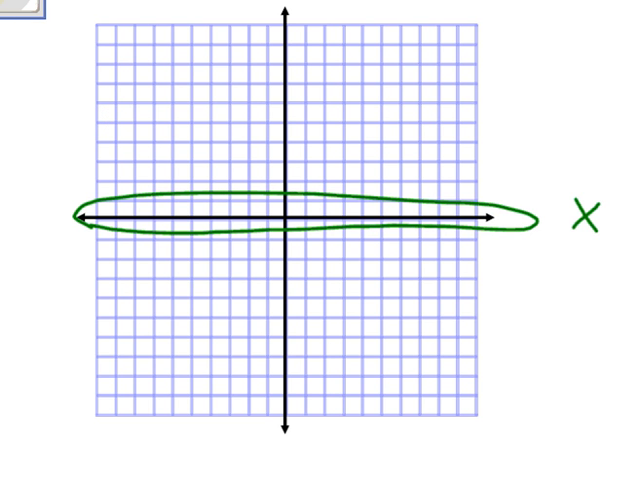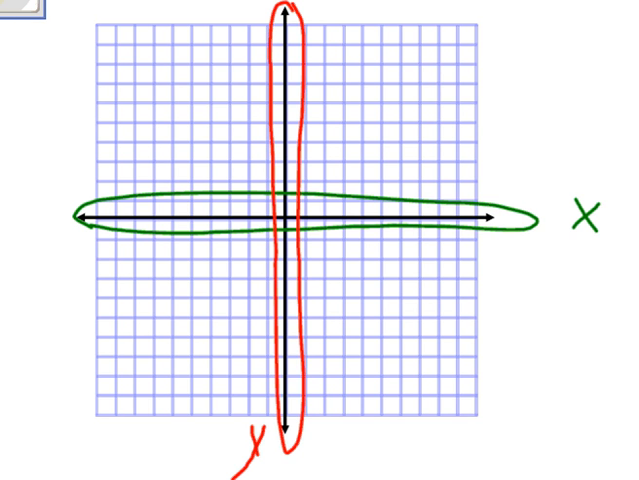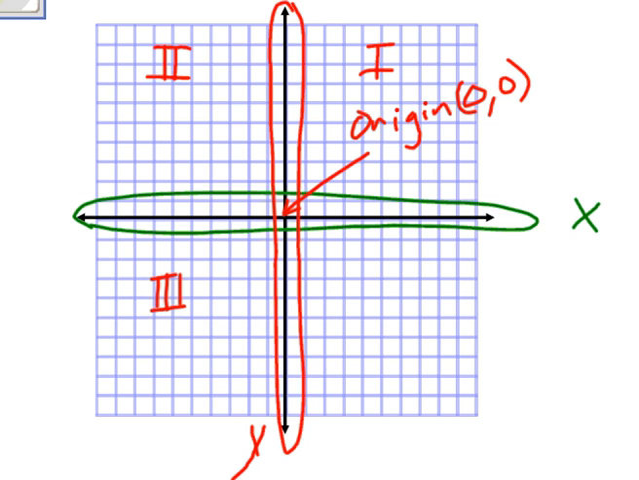x-axis. So here is your x-axis. It also wants us to identify the y-axis. This is the y-axis. And the origin. And the ordered pair for the origin is 0, 0. And then the quadrants. And the quadrants go 1, 2, 3, and 4.